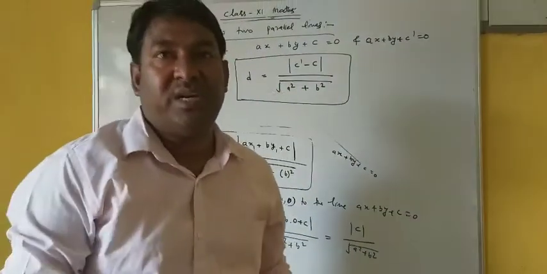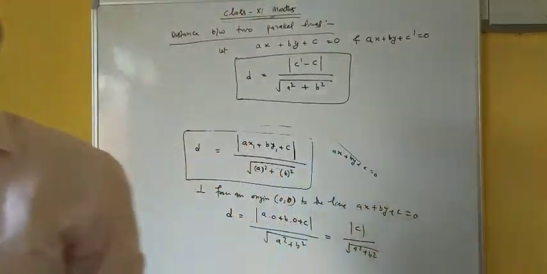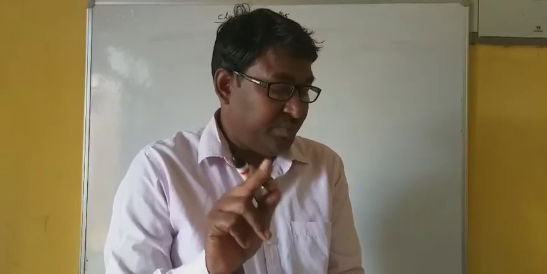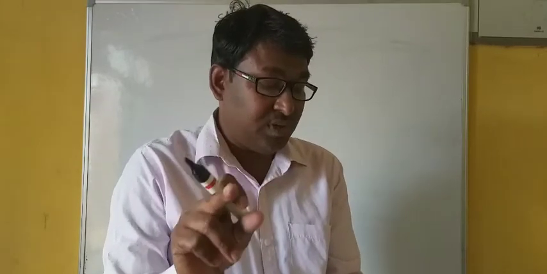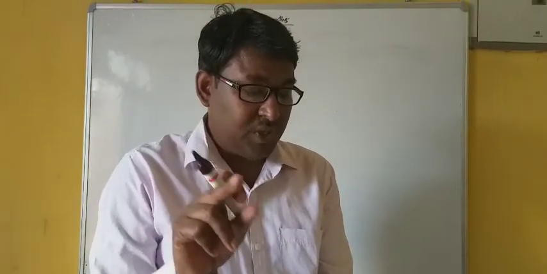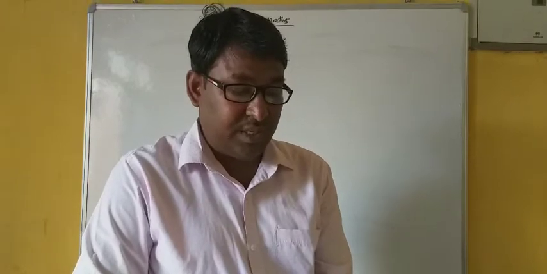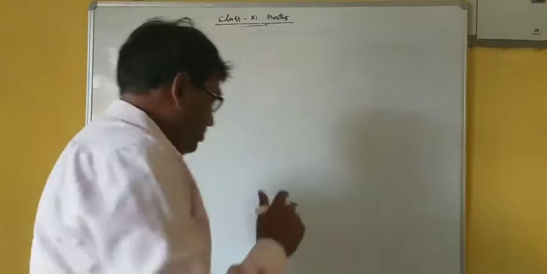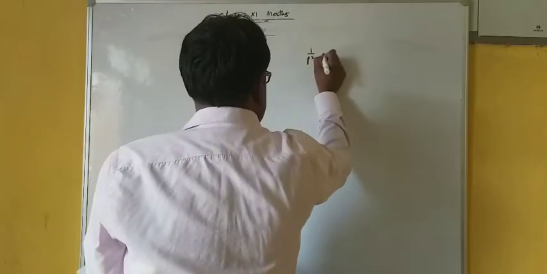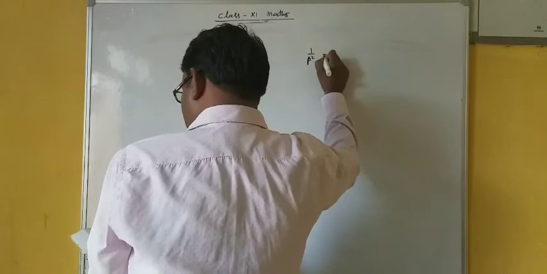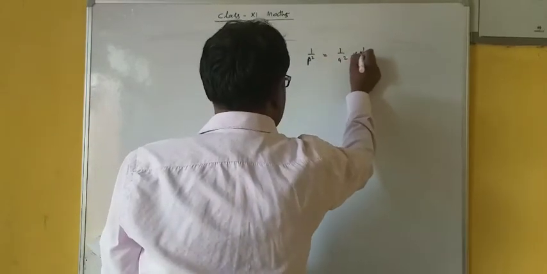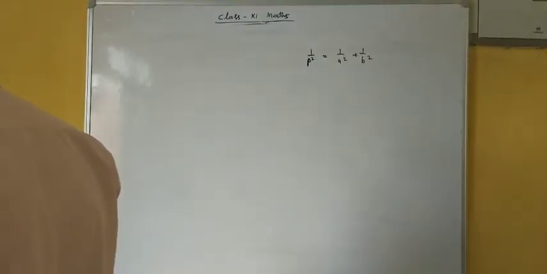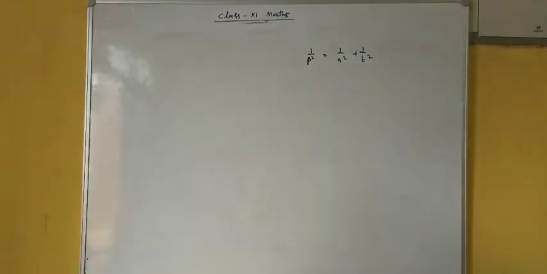Now some numericals based on this. One numerical is: if P is the perpendicular distance of the origin from the line whose intercepts on the axes are A and B, then show that 1 upon P square is equal to 1 upon A square plus 1 upon B square. So the question is that P is the perpendicular distance of the origin from the line.